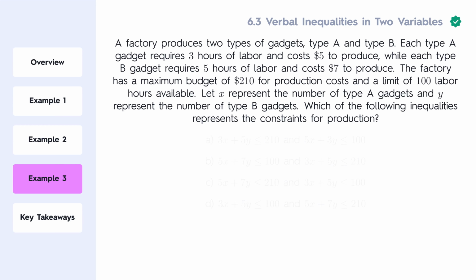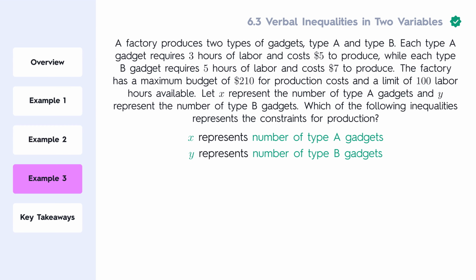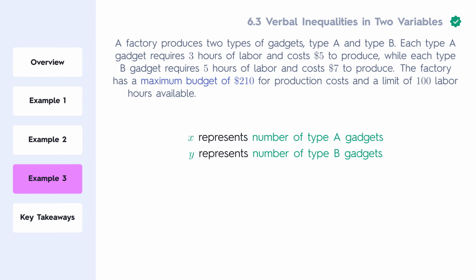First, let's start by defining the variables in this context. We'll let X represent the number of Type A gadgets and Y represent the number of Type B gadgets. There are two main constraints, a maximum of $210 for production cost and a limit of 100 labor hours. Let's set up an inequality for each constraint.